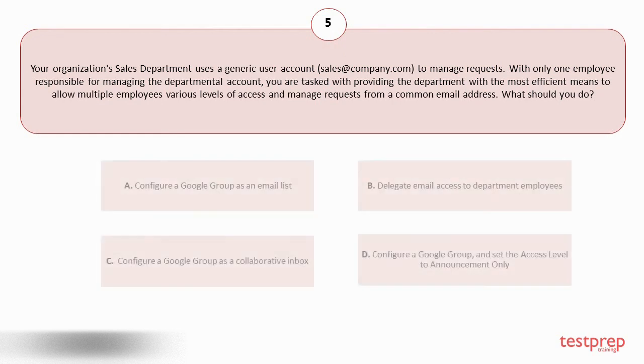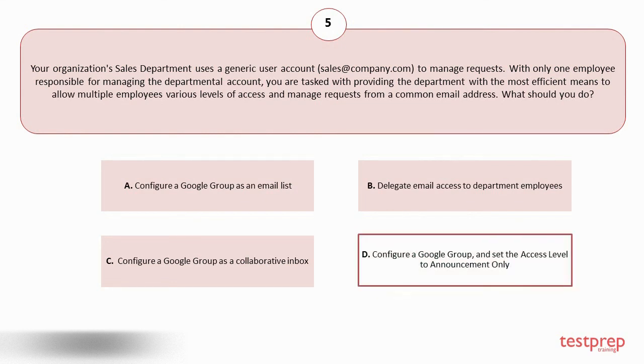Your options are: A. Configure a Google group as an email list. B. Delegate email access to department employees. C. Configure a Google group as a collaborative inbox. D. Configure a Google group and set the access level to announcement only. The correct answer is option D.